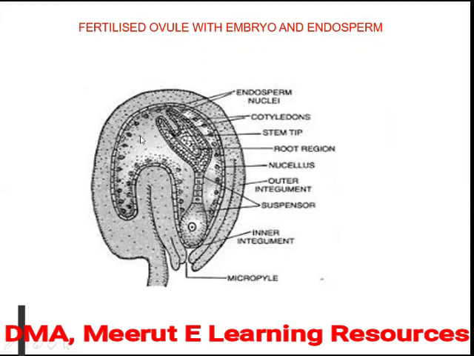Here you can see this is the endosperm. These are the two cotyledons. This is the suspensor, and this is the haustorium. So this is how the embryo grows in the ovule. So this is the fertilized ovule showing the embryo and the endosperm. This is the downloaded diagram.